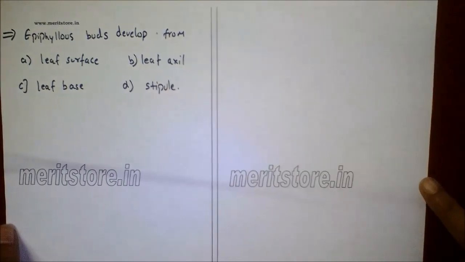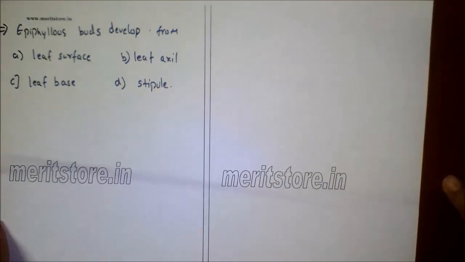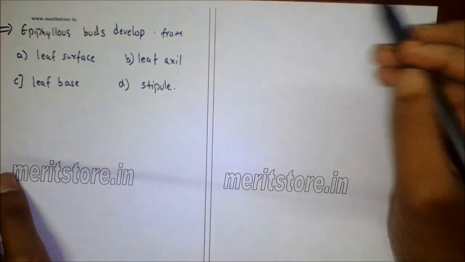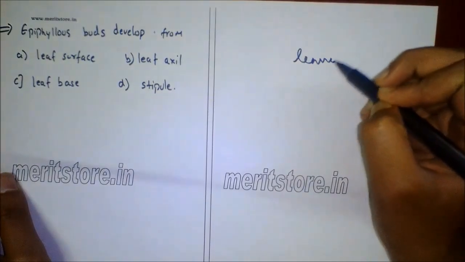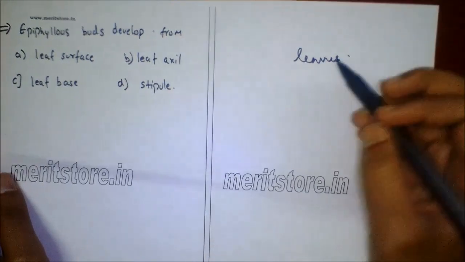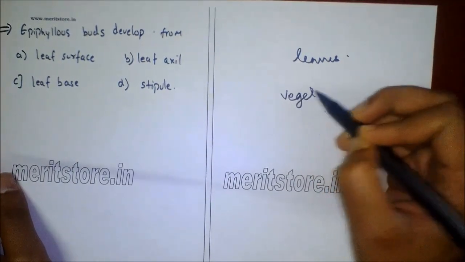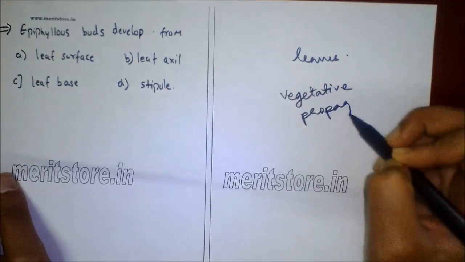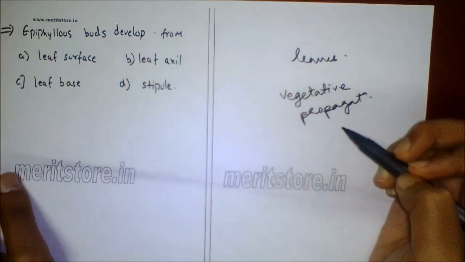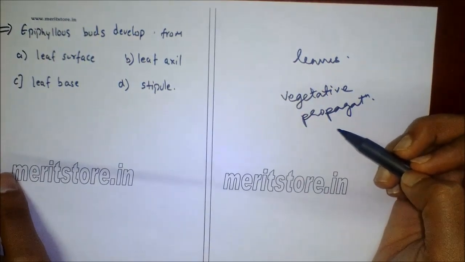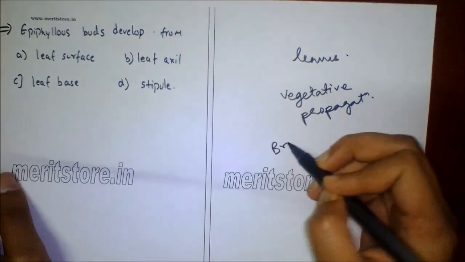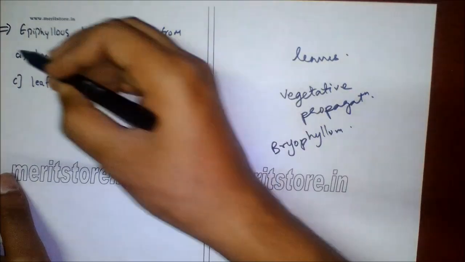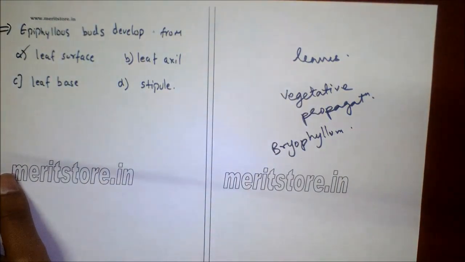Epiphyllous buds develop from A. leaf surface, B. leaf axil, C. leaf base, D. stipule. So epiphyllous buds are the buds that develop on leaves. They are helpful for vegetative propagation. In Bryophyllum, buds occur on the crenate margin of the leaf. So option A is the correct answer.